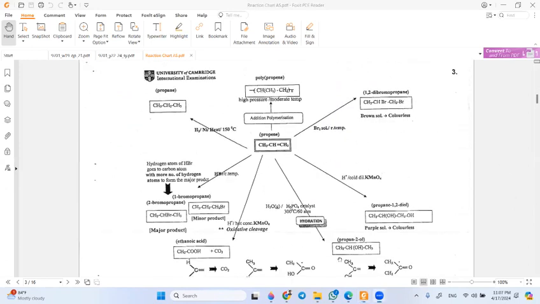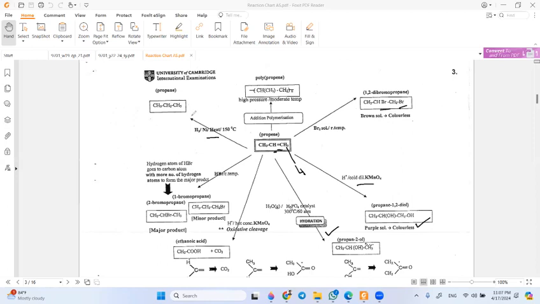Now, when it comes to the asymmetrical one, with Br2 there is no problem. The double bond is broken and bromine is attached to different carbons. Cold dilute KMnO4 gives a diol. Hydration means again the same rule. H goes here, OH goes to the middle one. That's the major product. Again, polymerization can be done.